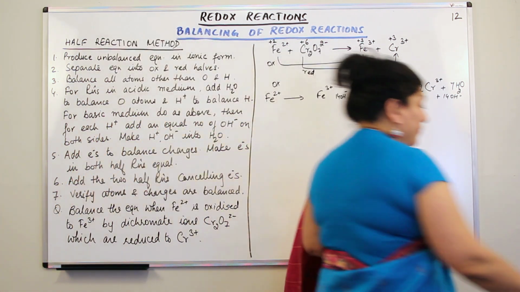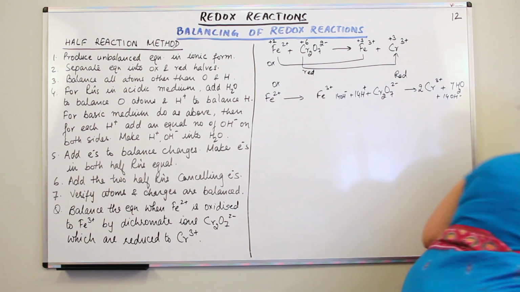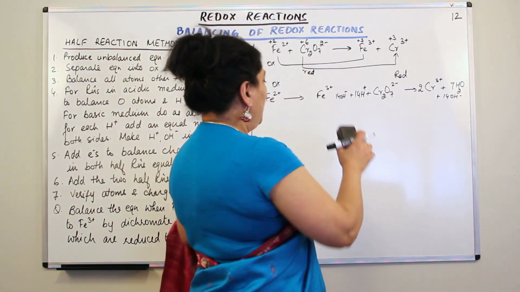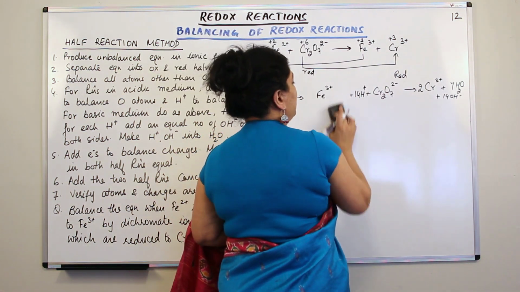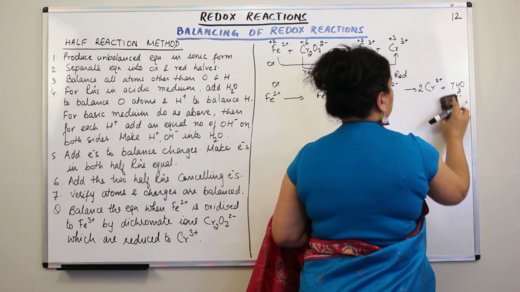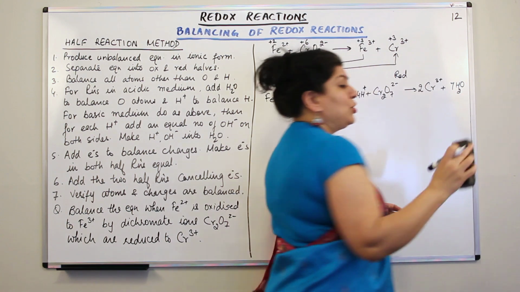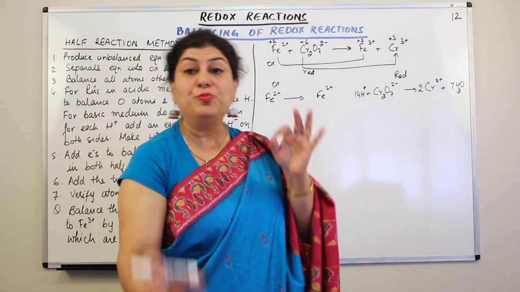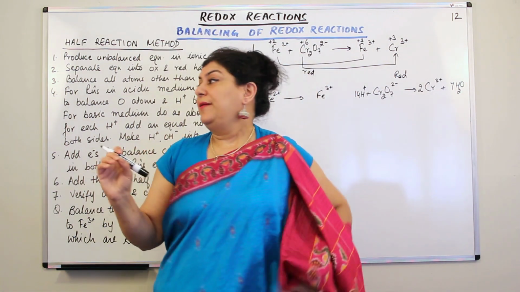So when it is basic medium, the steps are the same, only you need to add OH- ions in the same number as the H+ ions, but OH- ions have to be added to both sides, right?